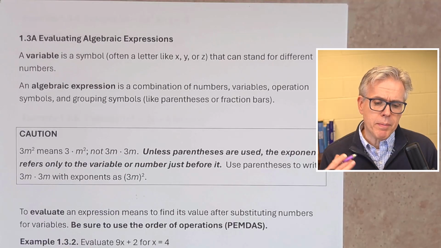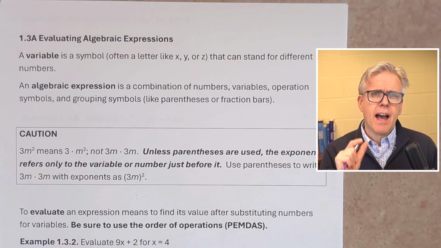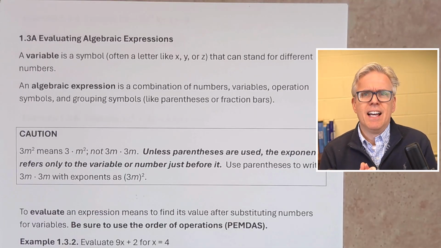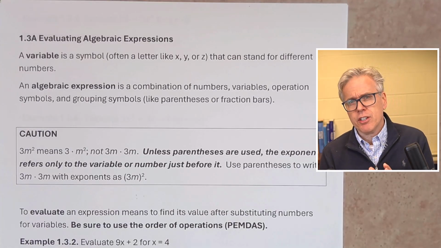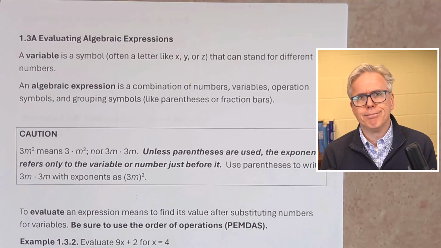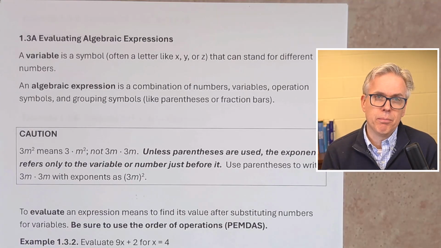Right, in this lesson, we're going to be evaluating algebraic expressions. Let's define two things real quick. A variable is just going to be a symbol. It's often a letter like X, Y, or Z. It stands for a different number. And then an algebraic expression is a combination of numbers, variables, and operation symbols like plus, minus, multiply, divide in here, and grouping symbols like parentheses or fraction bars.